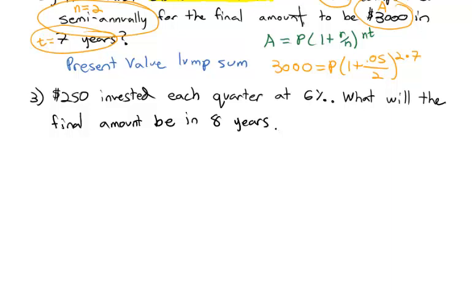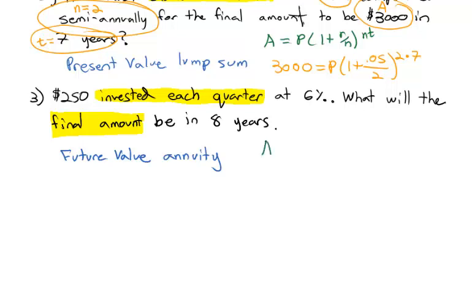So for this problem, what you might notice is we're looking for the final amount. That's the question. What will the final amount be? It's asking us to find the future value, or A, the accumulated amount. But notice this time, we're investing each quarter. Each quarter means we're making payments. Now, this is an investment, so it's going to be the future value of an annuity. So we go to the future value of an annuity formula. That was A equals M times (1 plus r over n) to the nt, minus 1, all over r over n.